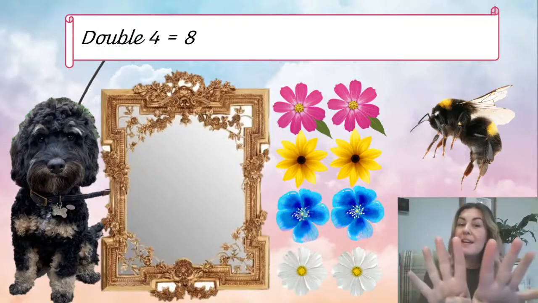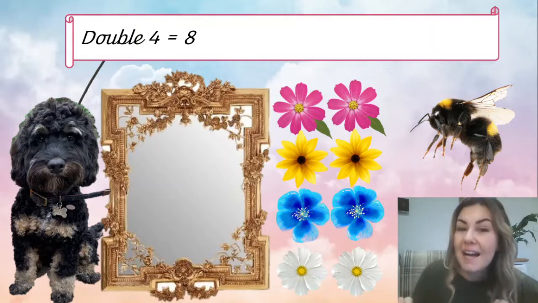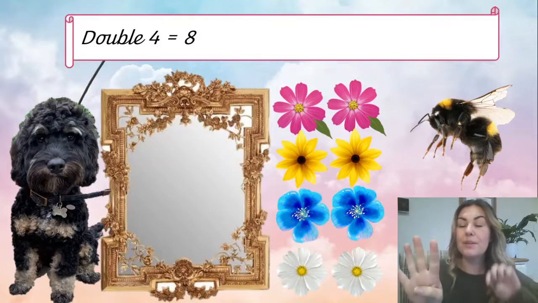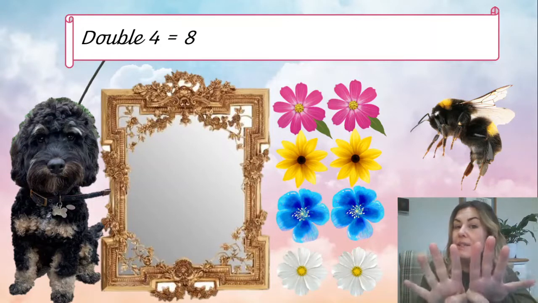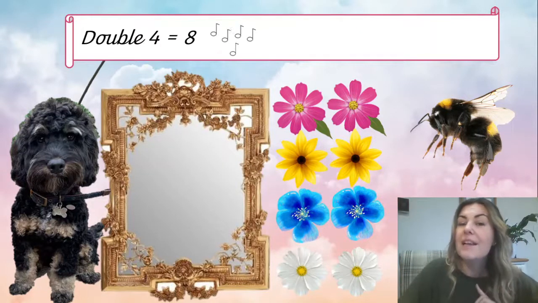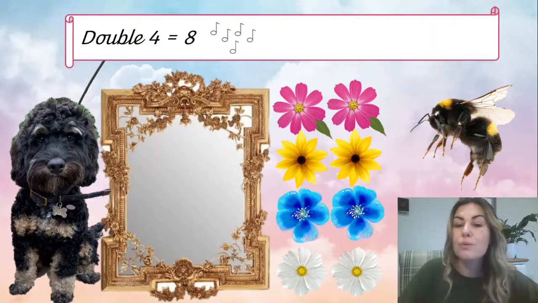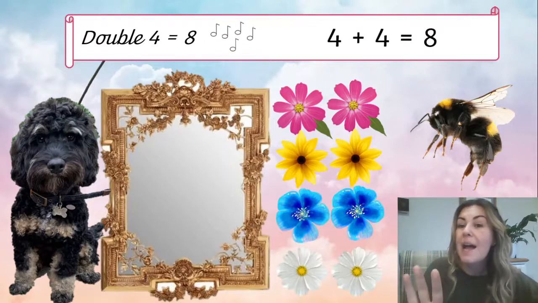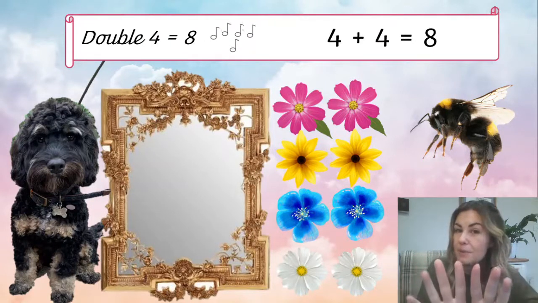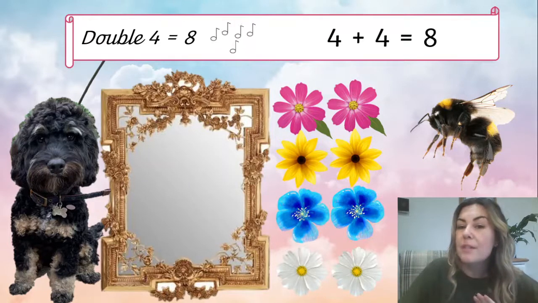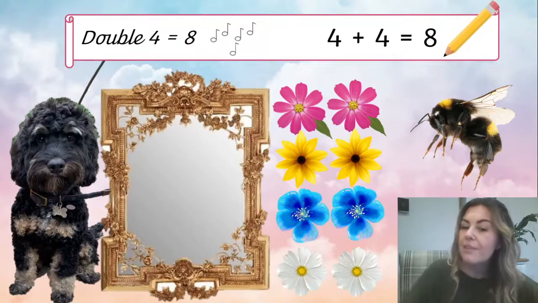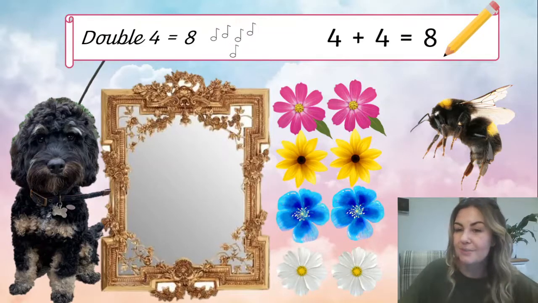Double 4 equals 8. Great. Can we say that together? Double 4 equals 8. Now this time I would like you to write what you have discovered. We have discovered that 4 add 4 equals 8. Pause the video and give yourself enough time to write that in your books. And then we'll continue our story.